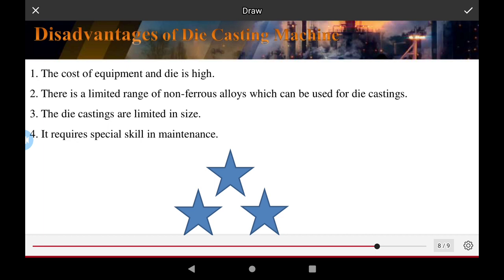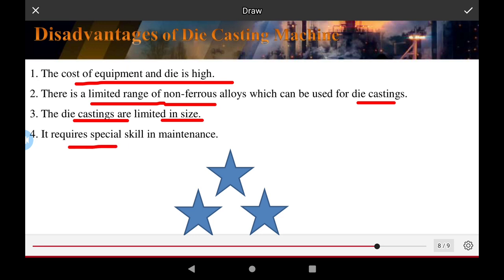Disadvantages of die casting: the cost of the equipment and die is high. This limits the range of non-ferrous alloys which can be used for casting. Die casting is limited by the size required, and special skill is required in maintenance.